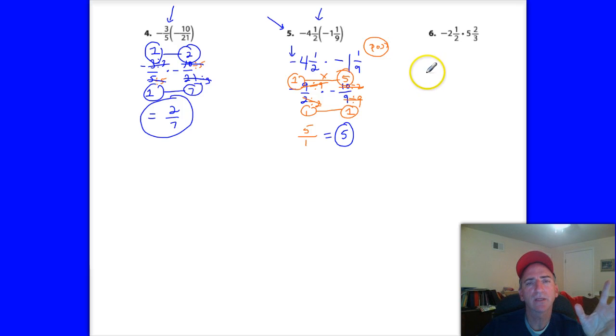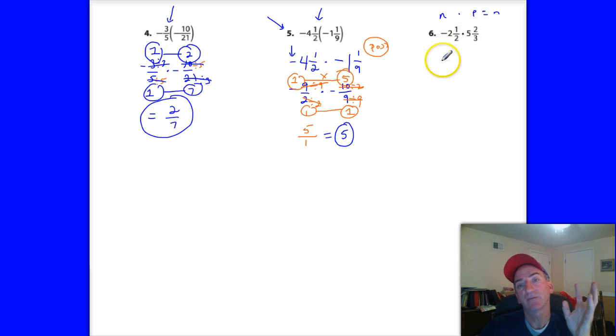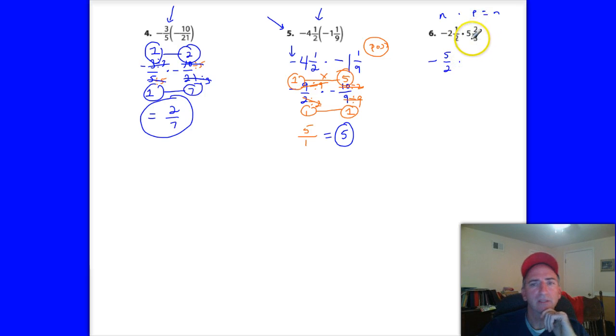Please think through these questions as I talk about them, and whatever you don't understand, bring it to class. Specific questions, please. That's a negative number. That's a negative times a positive, so I know my answer is going to be negative. They're both mixed, so we have to change them. So we have 2 times 2 plus 1. That's 5 over 2 times 5 times 3 plus 2. 15, 16, 17. That's positive 17/3.